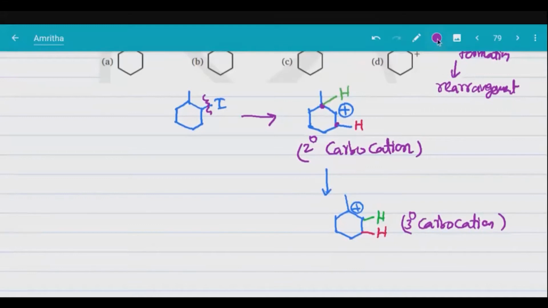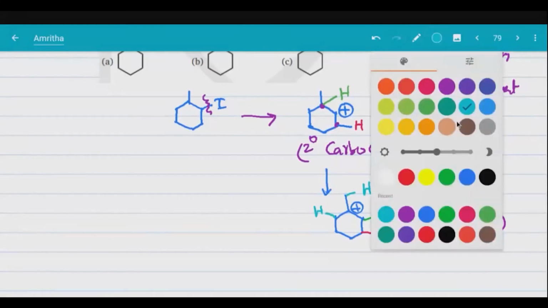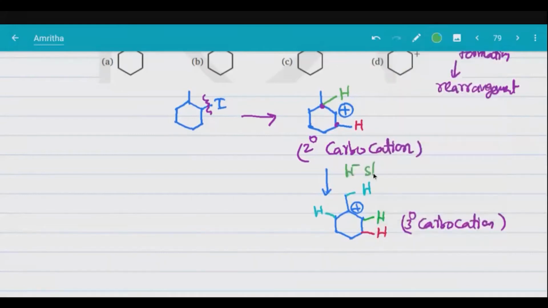Can I shift any other hydrogen here? Let me write, no other possibilities here or here. Can I shift any of the blue hydrogens now? No, because if you shift any hydrogen here, that is called a hydride shift. Secondary to tertiary, fine, but tertiary cannot become primary. Tertiary cannot become secondary again. Any system always moves towards stability, not instability. So it is not possible to shift any hydrogen.